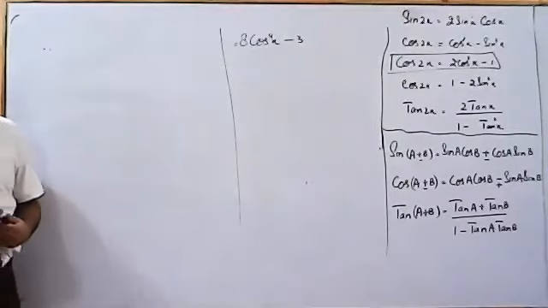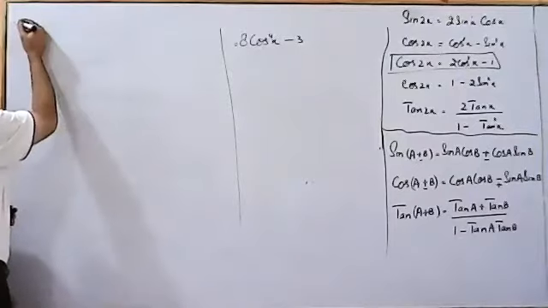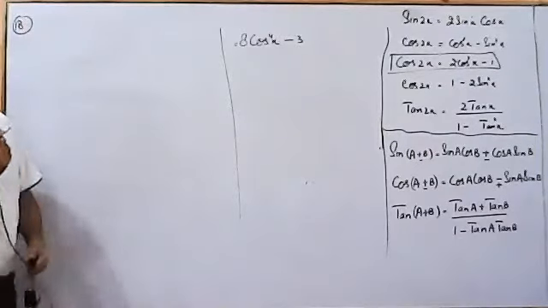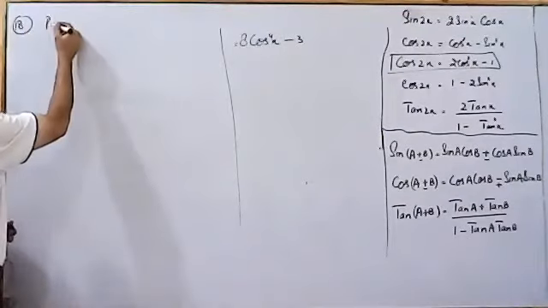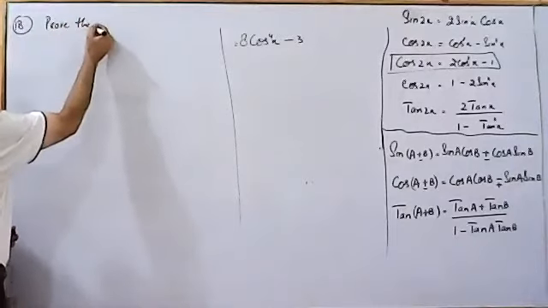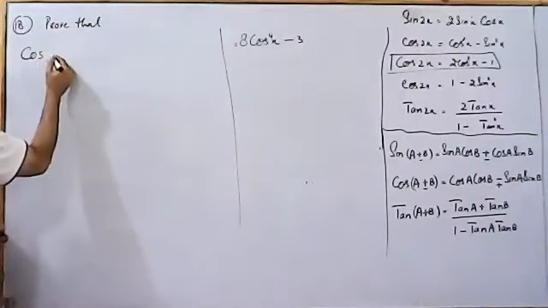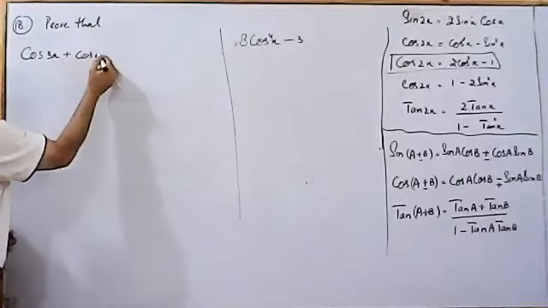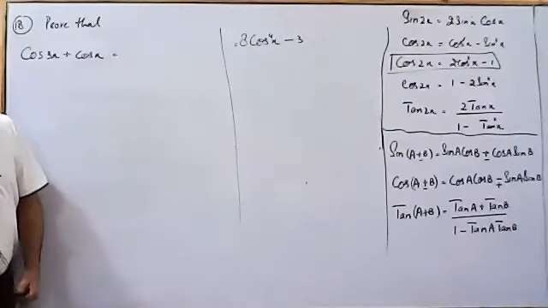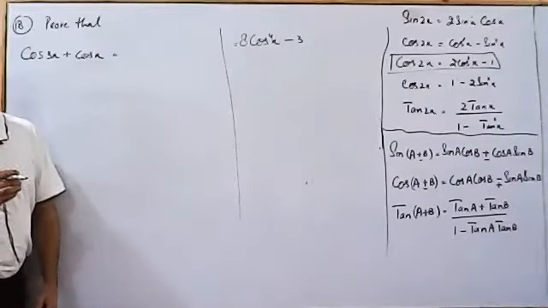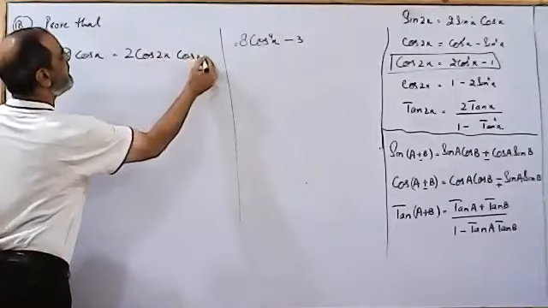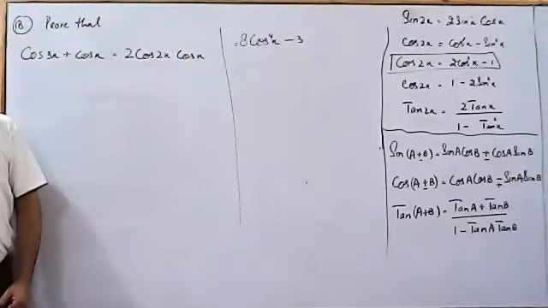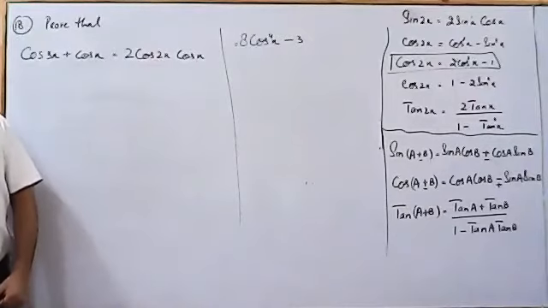Question number 18. Prove that cos 3x plus cos x is equal to 2 cos 2x into cos x.